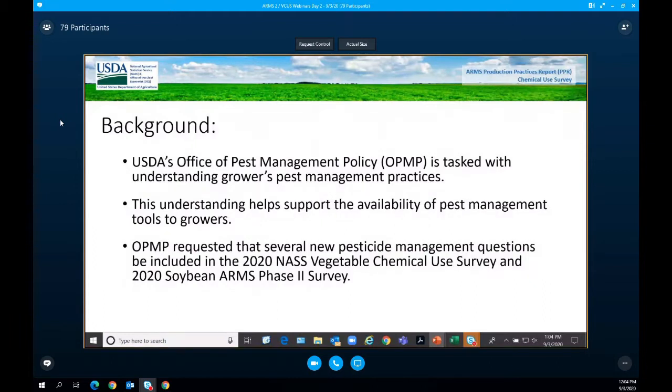And so while it is a burden to growers to respond to these questions and a burden to enumerators to add these questions in addition to the survey they're already administering, this is hugely valuable information for USDA and EPA to have a real on-the-ground view of the good stewardship practices that growers are already doing, so that EPA can take that into account when they make these decisions.